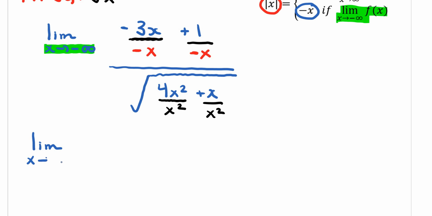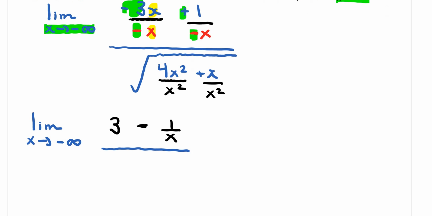So I have the limit as x goes to negative infinity. Now I know that this x and this x will cancel off, and this negative 3 divided by that negative 1 is going to be a positive 3. And then I have a plus and a minus sign, so that's going to be a negative 1 over x. And that's all divided by a square root sign here.